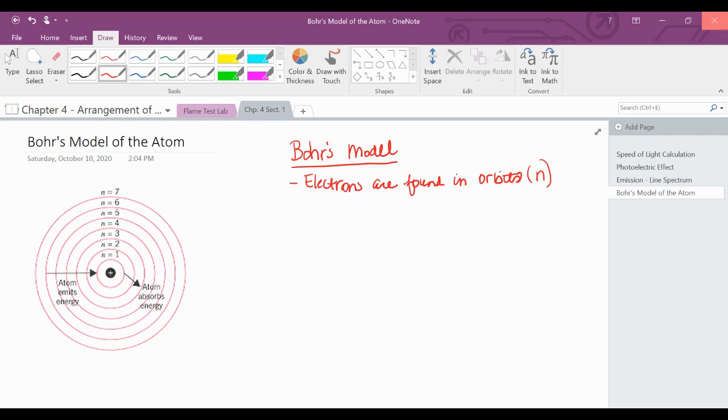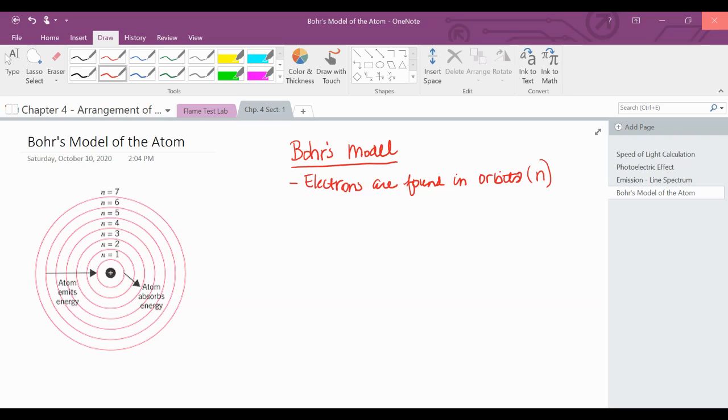So the best analogy for these orbits is a ladder. So you know that the rungs on a ladder, you can step on the rungs, but in between the rungs are empty space that you cannot step in between. So this is the same thing being said about electrons. Electrons can be found in specific orbits, but they cannot be in between orbits.